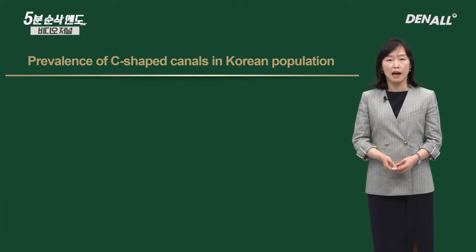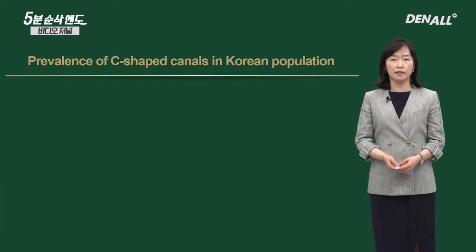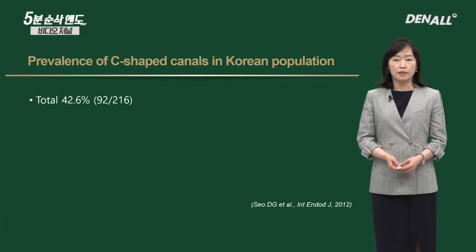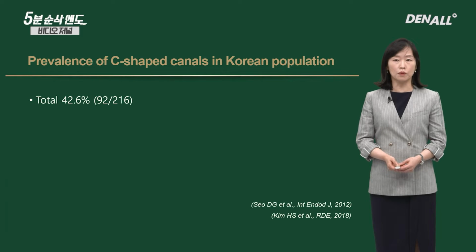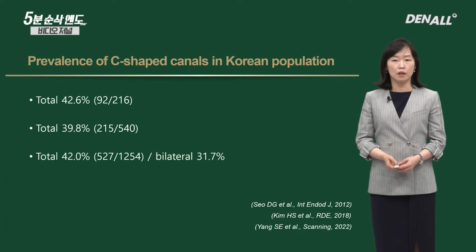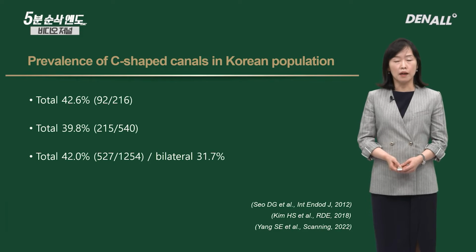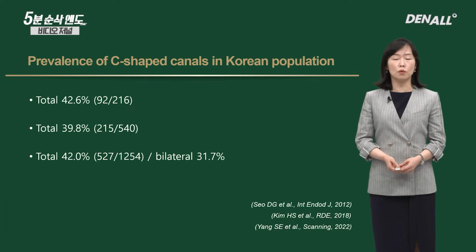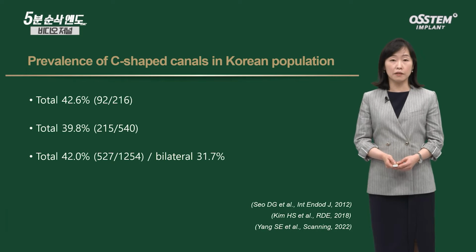Today I'm going to talk about the cause of failure of endodontic treatment in C-shaped root canals. I'm sure you're already aware that the prevalence of C-shaped canals in the Korean population is high. According to a study in 2012, it was 42%. In 2018, it was 40%. In a recent study in 2022, among Koreans, the prevalence in lower second molars was approximately 40%. All these studies analyzed CBCT.